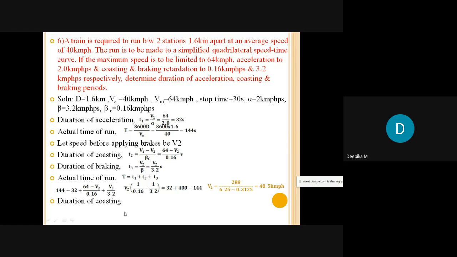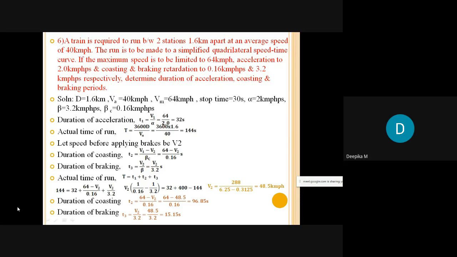What is duration of coasting then? It is nothing but T2, V1 minus V2 by beta C, or 64 minus V2 by 0.16. Substitute, you'll get duration of coasting as 96.85 seconds. What is duration of braking? Which is nothing but V2 by beta. So therefore 48.5 by 3.2, which is nothing but 15.15 seconds.